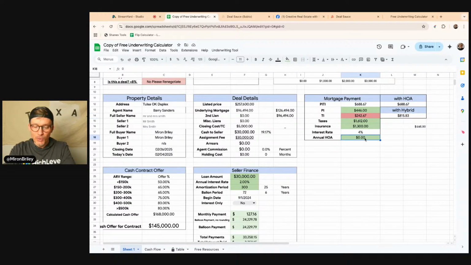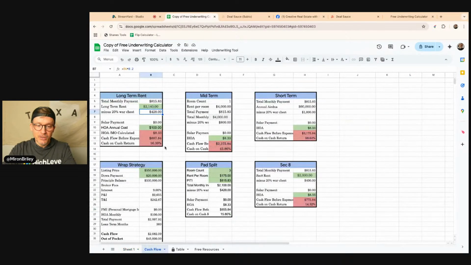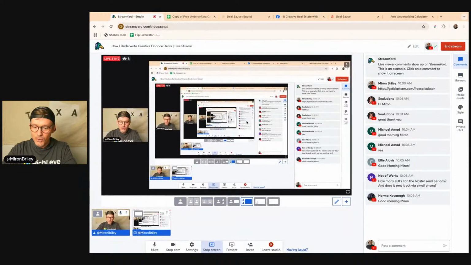If you have an HOA, let's say it's $100 a year, it's going to add that in. The reason you want to do all this underwriting and figure out what your payment's going to be is because you're going to come over here to the cash flow. Okay, since I've explained that, let me go to the studio.